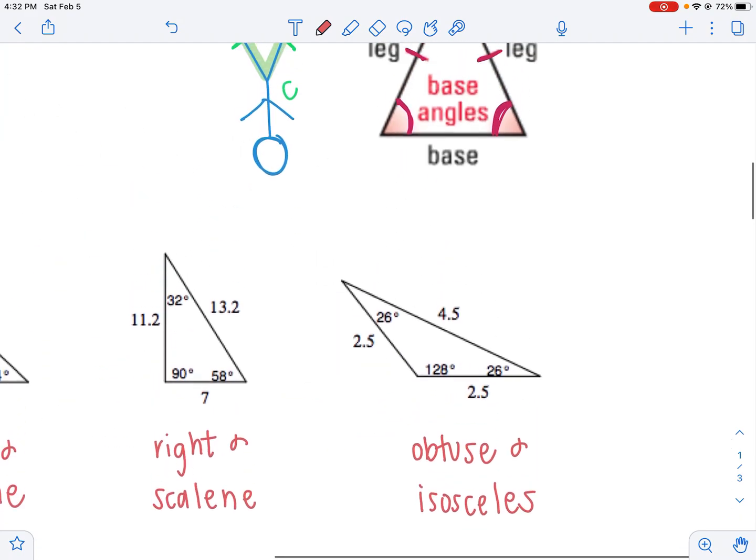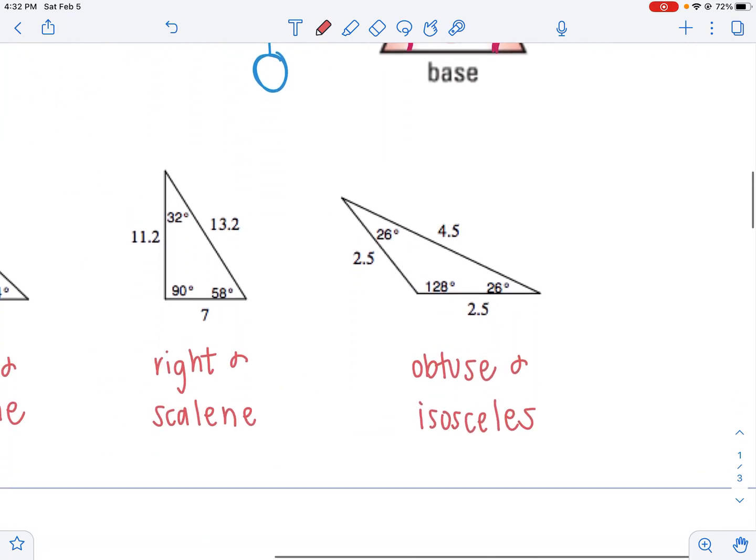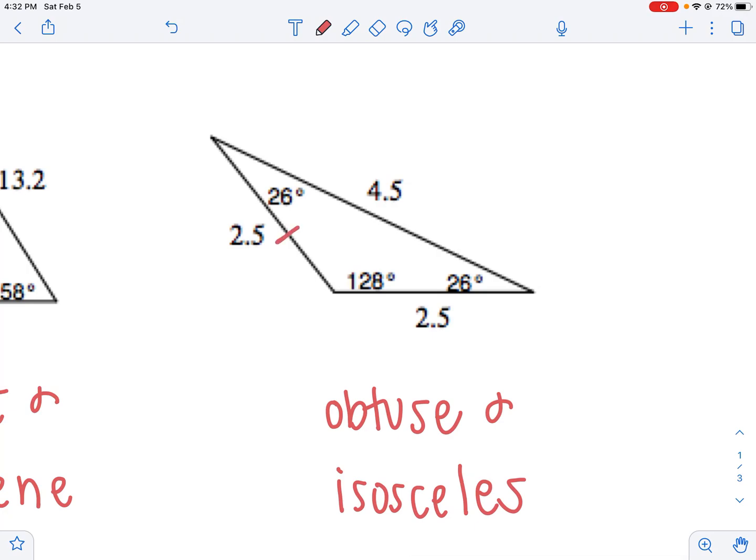Now, I want to go back to this isosceles property we talked about a little bit ago, where if the sides are the same, which 2.5 and 2.5 are, they're congruent, I can add ticks. It means that the angles are the same as well. So think of this like your legs. Well, then where would the feet go? Right there at 26 degrees and 26 degrees.